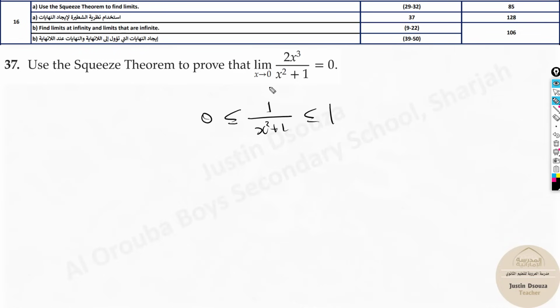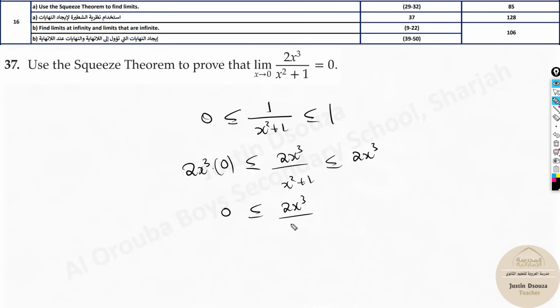Now what next? We have to multiply by 2x cube, right? So multiply the polynomial part, 2x cube, on both sides. 2x cube multiplied by 0 is less than or equal to 2x cube by x squared plus 1, which is less than or equal to 2x cube. Now we have 2x cube here, here and over here. Now let's solve it. Here it will be 0 less than or equal to 2x cube by x squared plus 1 less than or equal to 2x cube itself. Here it was multiplied by 1, so it will be the same thing.